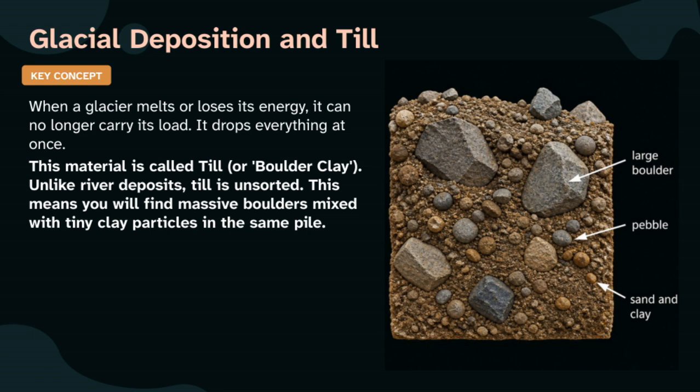Let's ask a question. What makes till different from river deposits? Here's a model answer. Till is unsorted, with large and small material mixed together, whereas river deposits are usually sorted by size because flowing water drops heavier material first.